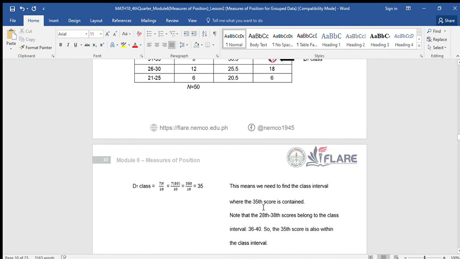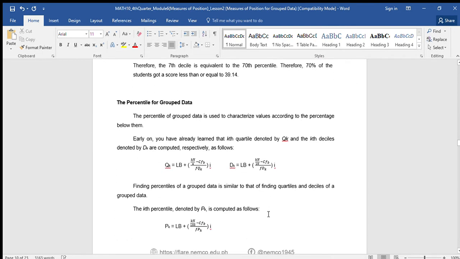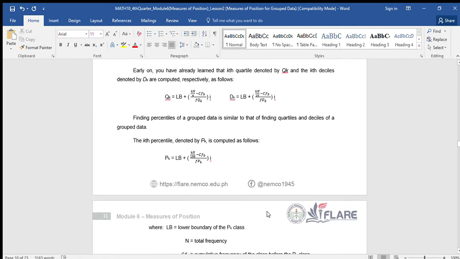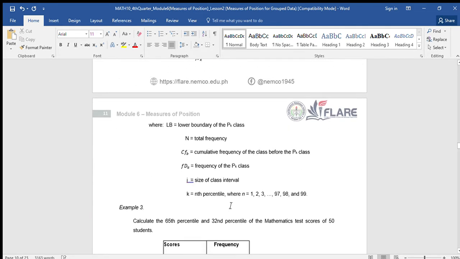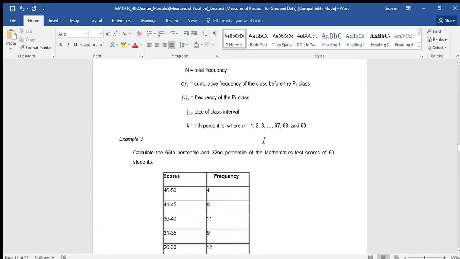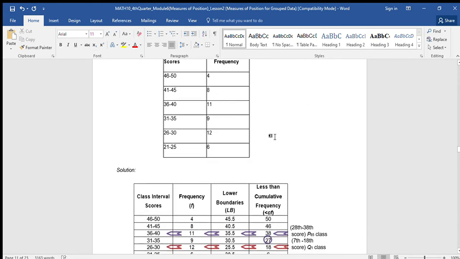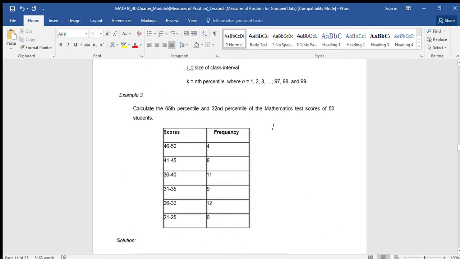That is for the deciles. For the percentiles, again, the formula is the same. The only difference is that the denominator is 100. So we just have to study that one. It is the same process, the same way of solving. Okay? Only K is different.